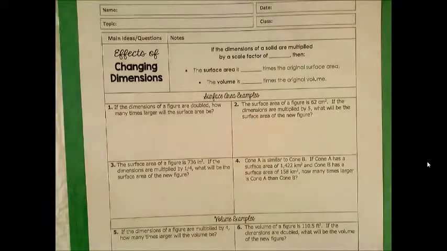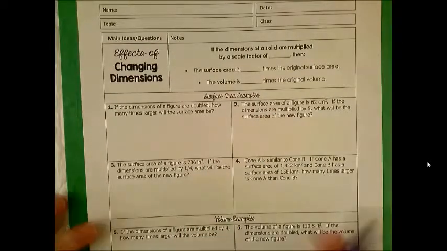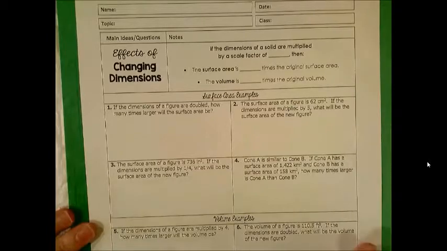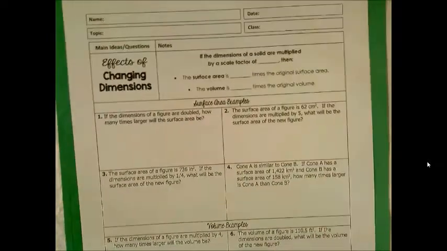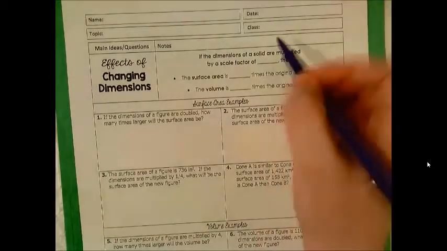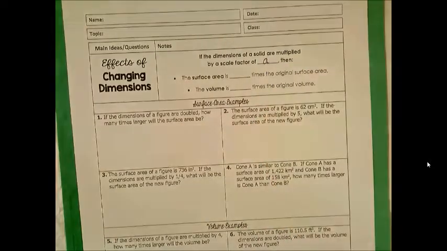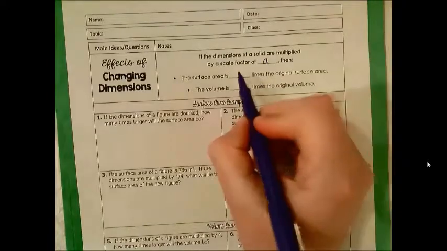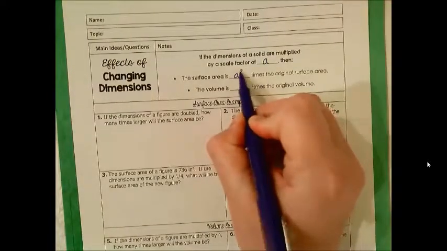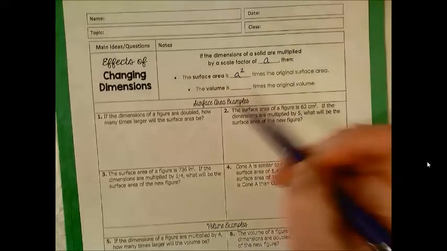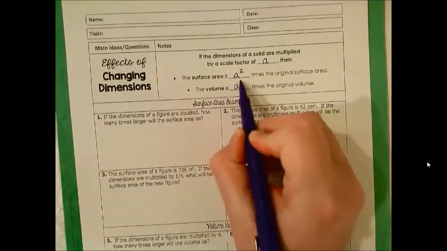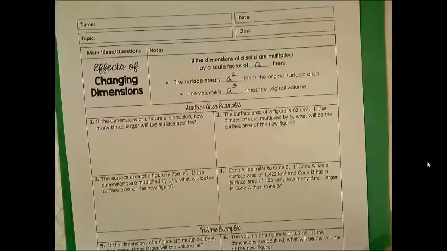So we're going to start with effects of changing a dimension on the volume and surface area. If a dimension of a solid is multiplied by a scale factor, we're going to call the scale factor A, then the surface area is going to be our scale factor squared times the original surface area. And the volume will be our scale factor cubed times the original volume.